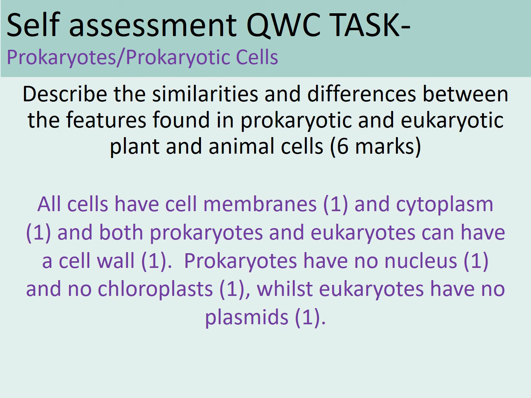Big difference, like main difference, prokaryotes do not have a nucleus. They do not have chloroplasts. So even though they might contain pigments for photosynthesis, they do not have chloroplasts. You might have said that eukaryotic cells do not have plasmids. As I say, there are other answers that you might have given, but those are the big ones.